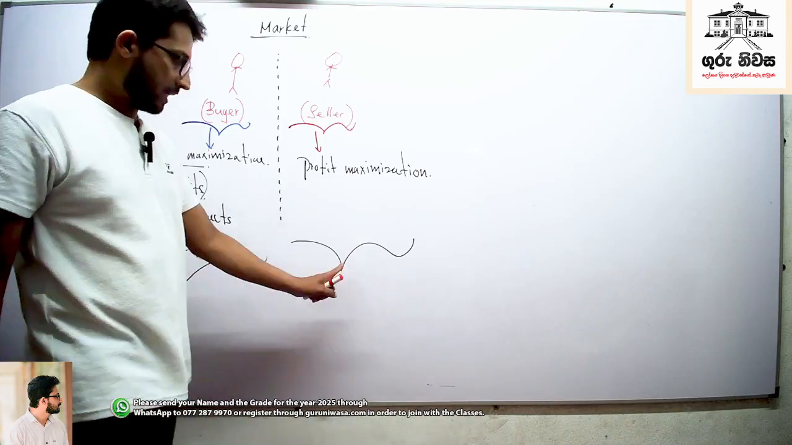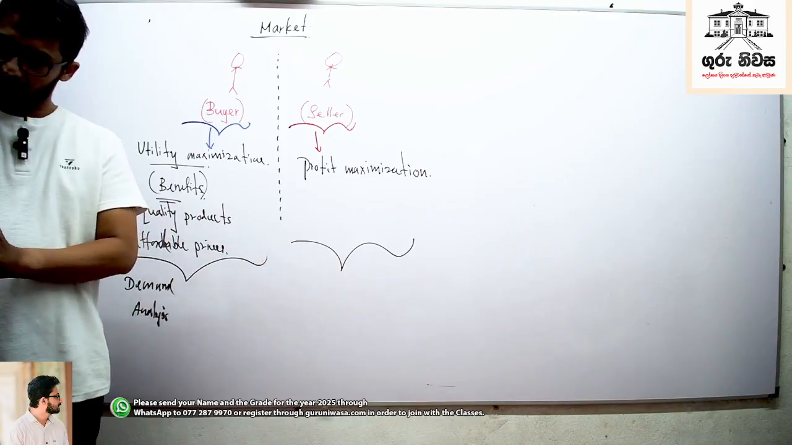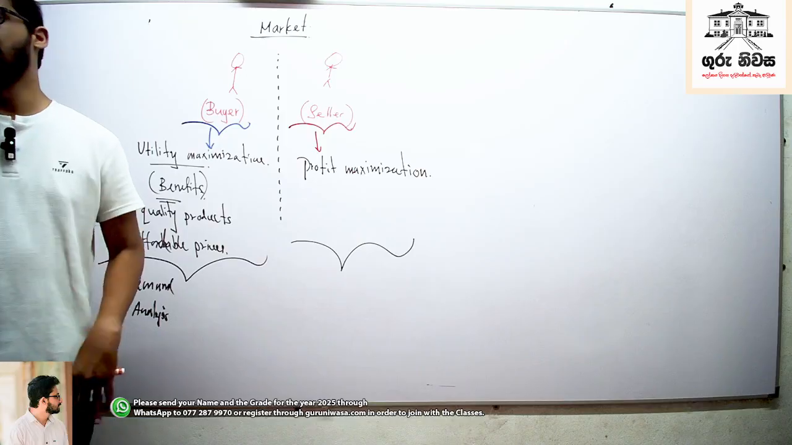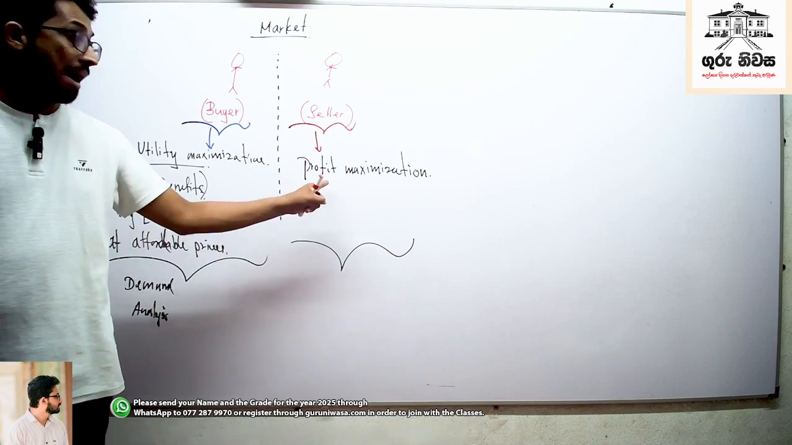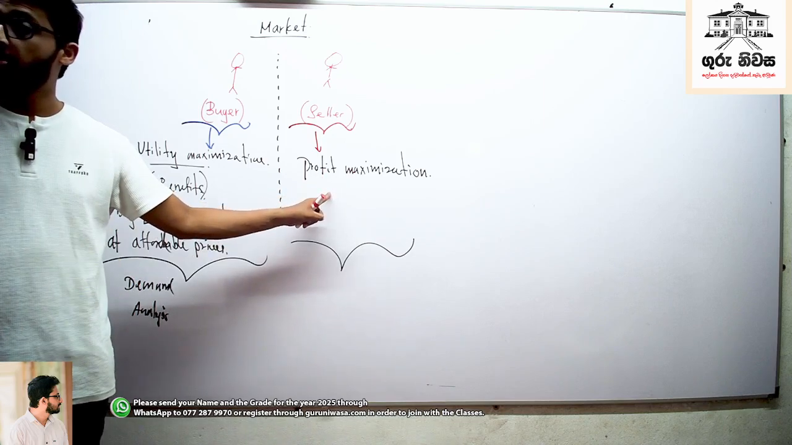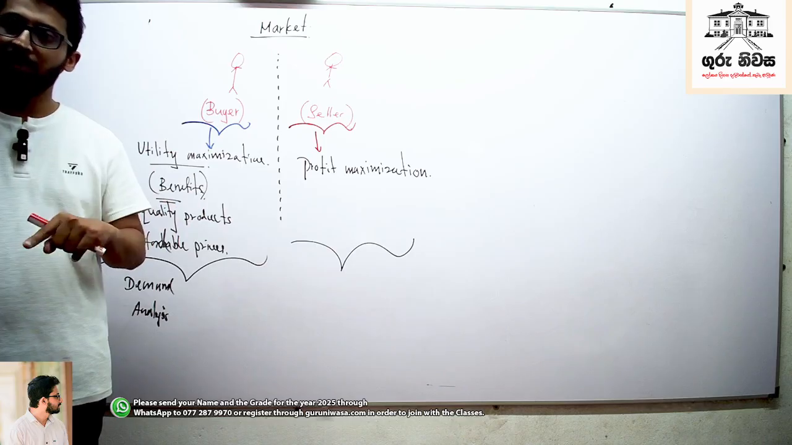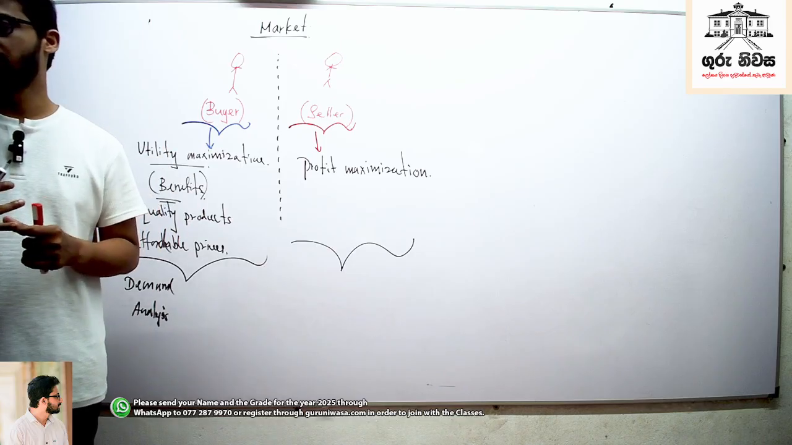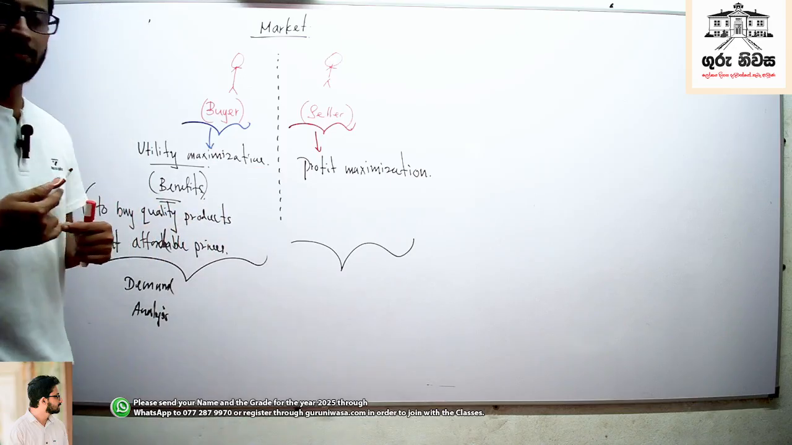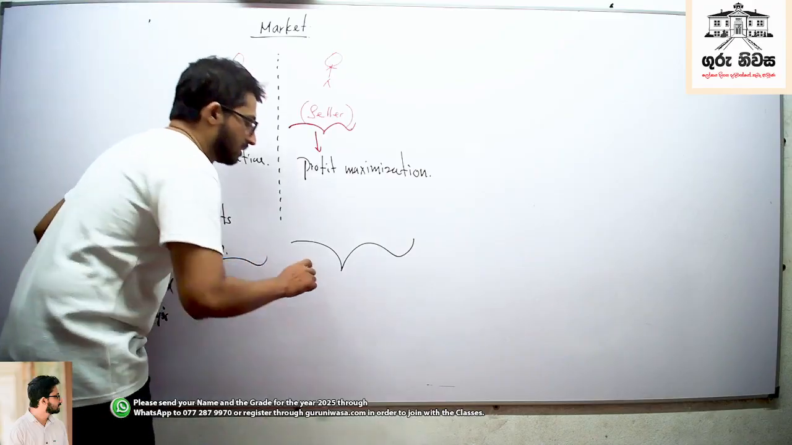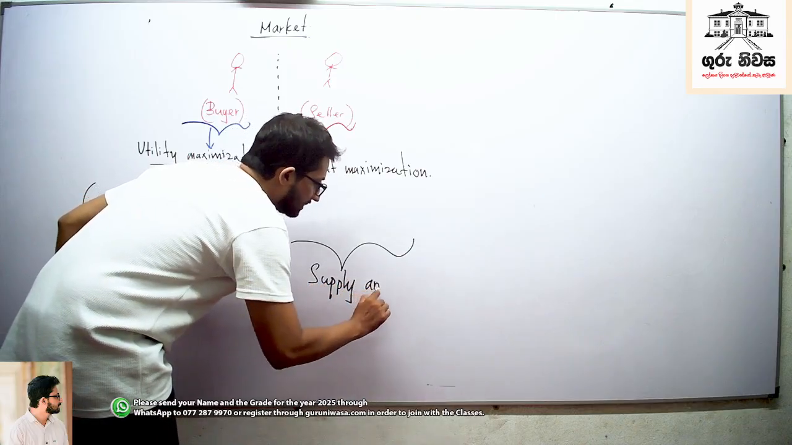Here supply analysis basically focuses on sellers' behavior: how sellers make decisions and how sellers try to maximize their profit. While there are some barriers, they want to maximize profit. So remember, the behavior of suppliers is analyzed by the lesson of supply. This is supply analysis.